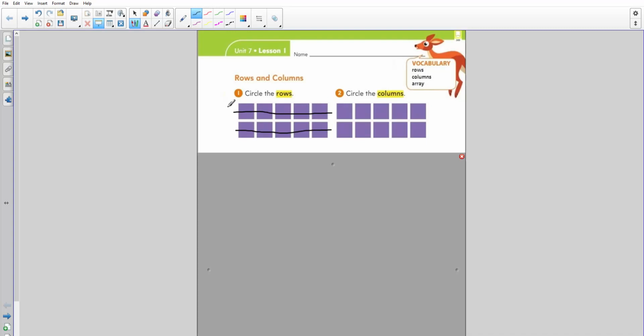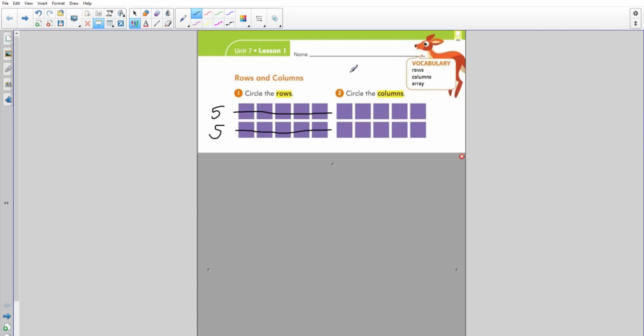Well, how many is in this row? Yep, there's 5. How many are in this row? 5. I'm going to write down that number here and here. So I remember there's 5 in this row and 5 in this row. I don't have to count again.